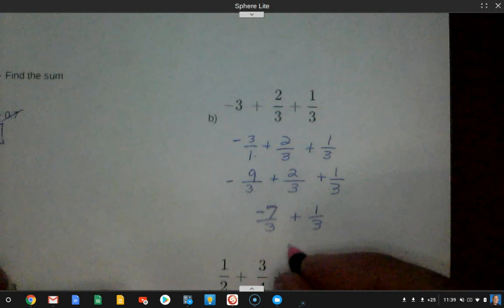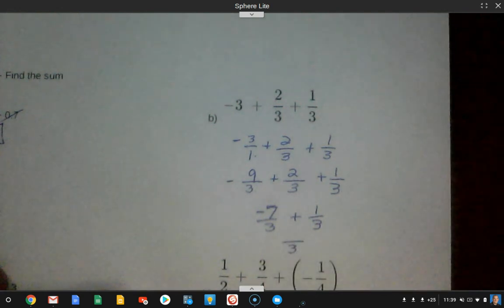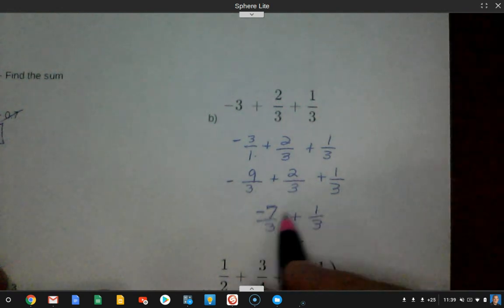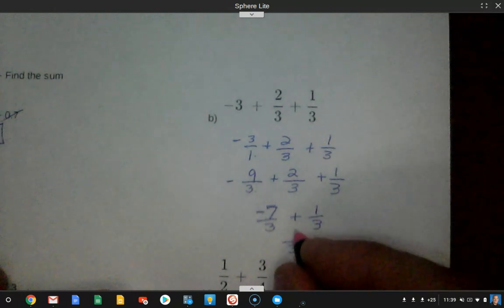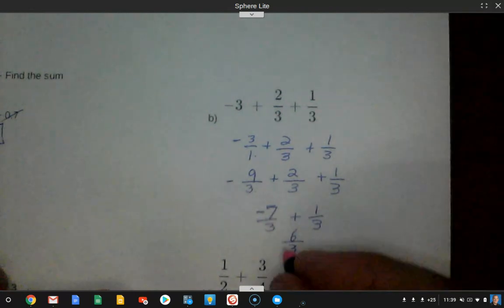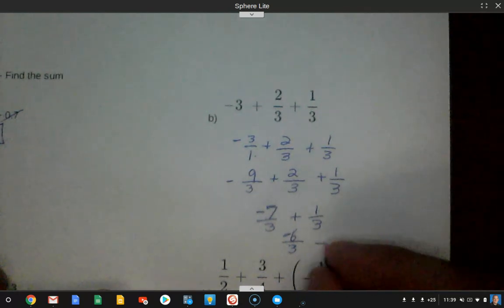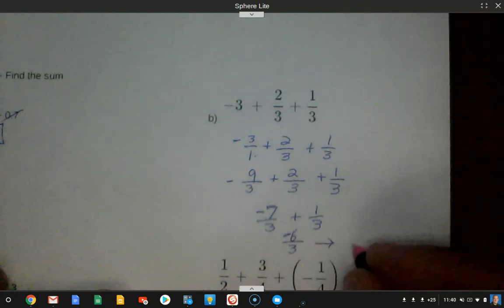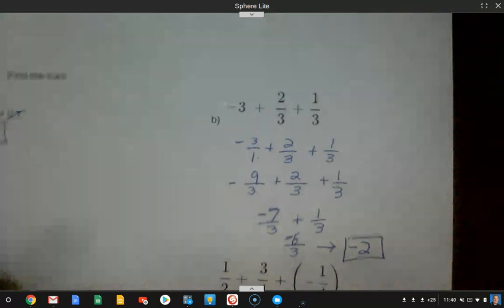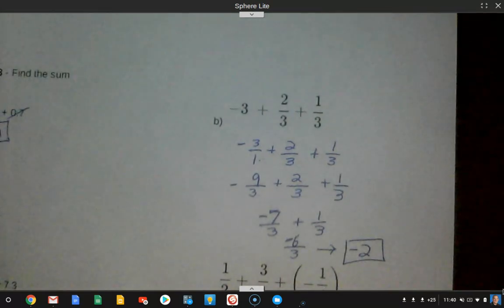Now, remember, anytime I'm doing this, my bottom number doesn't change. Negative 7 plus 1, my signs are different, so I'm going to subtract. So it's going to be 6. My larger number is 7, so I'm going to keep the sign there, negative. And finally, I can simplify because negative 6 divided by 3 is negative 2. All right. Good luck with the U practice.